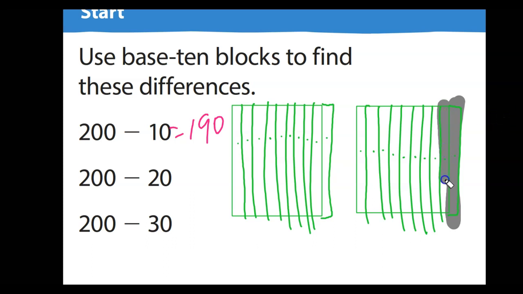So I just subtract one more, right? Now how many do I have left? 180. I still have 100 here, and how many 10s do I have here? 80. I have 10 10s here, which make 100. I only have 8 10s here, which make 80. So 200 minus 20 would be 180.